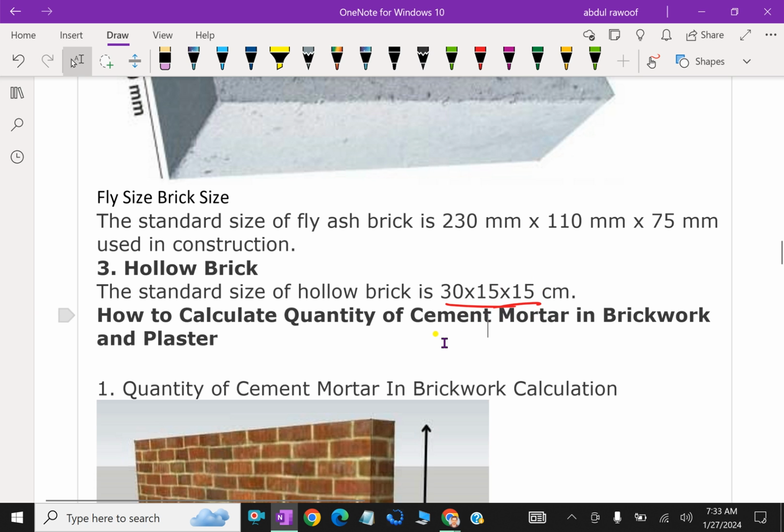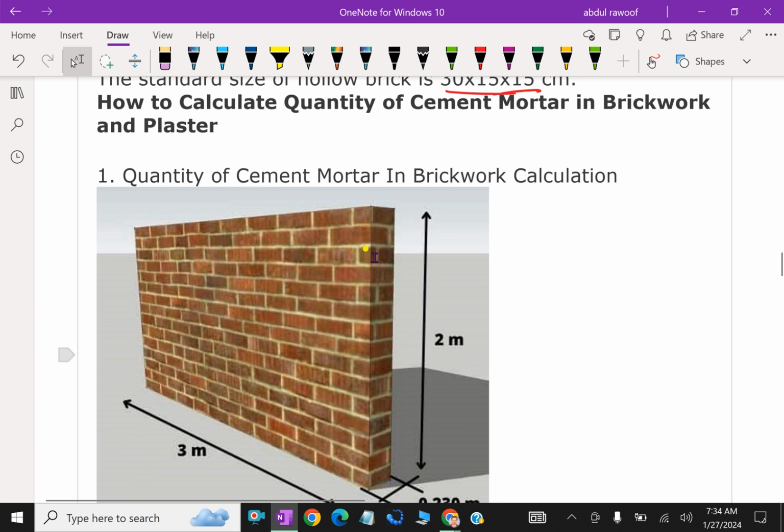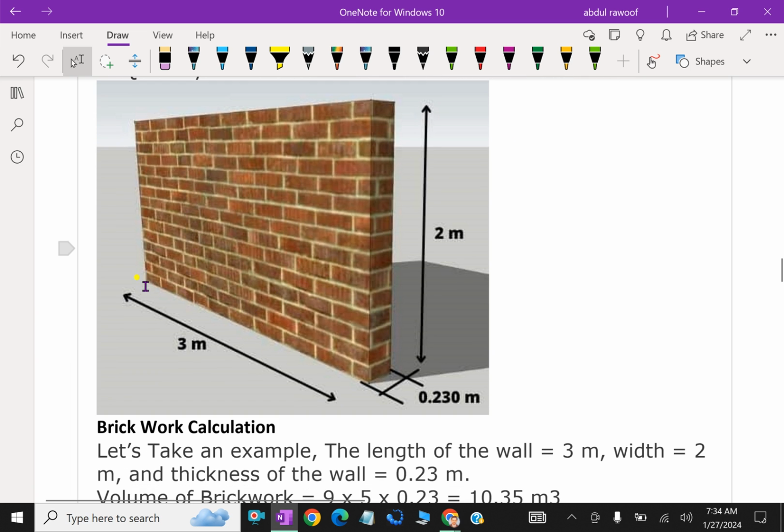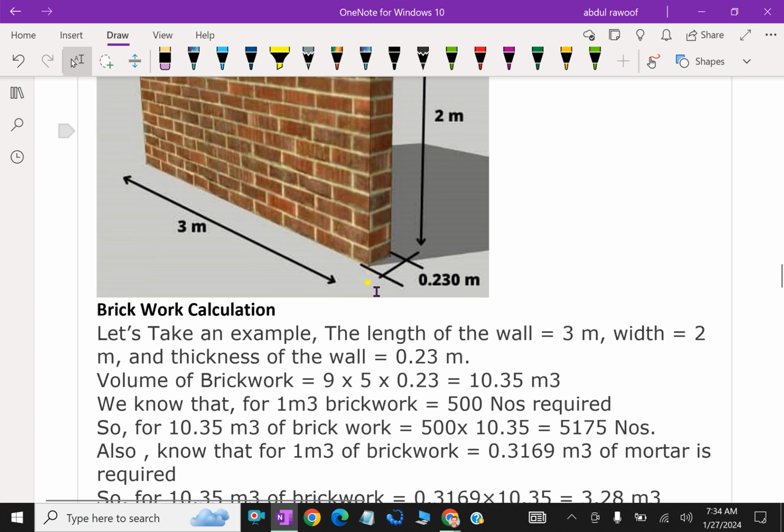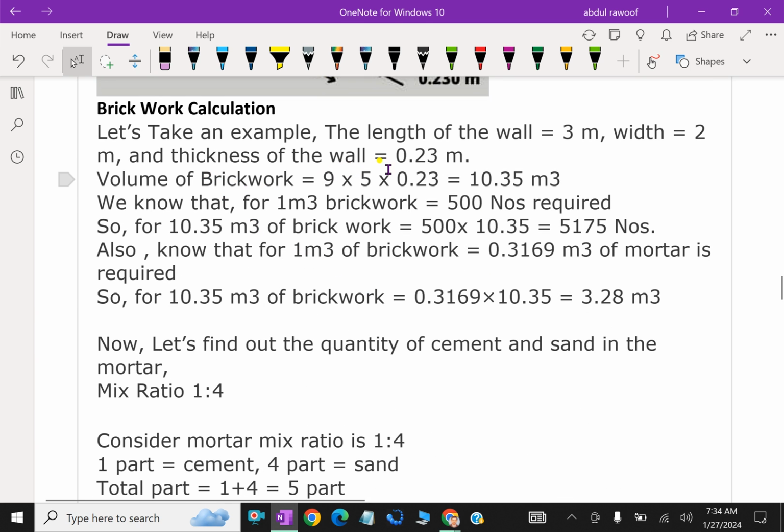How to calculate the quantity of cement mortar in brickwork and plaster. Look here, this is a single layered wall. For example, the length is 3 meter and height is 2 meter. Thickness is 0.23 meter. Let's take an example: the length of the wall is 3 meter, height is 2 meter, and thickness of the wall is 0.23 meter.